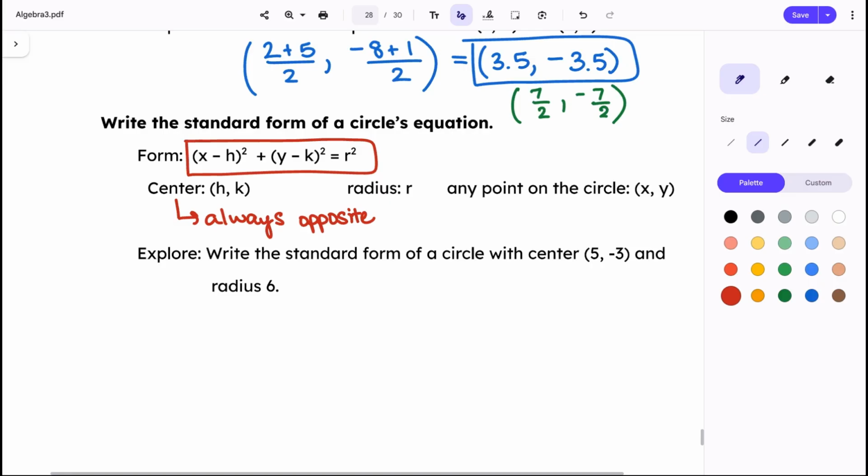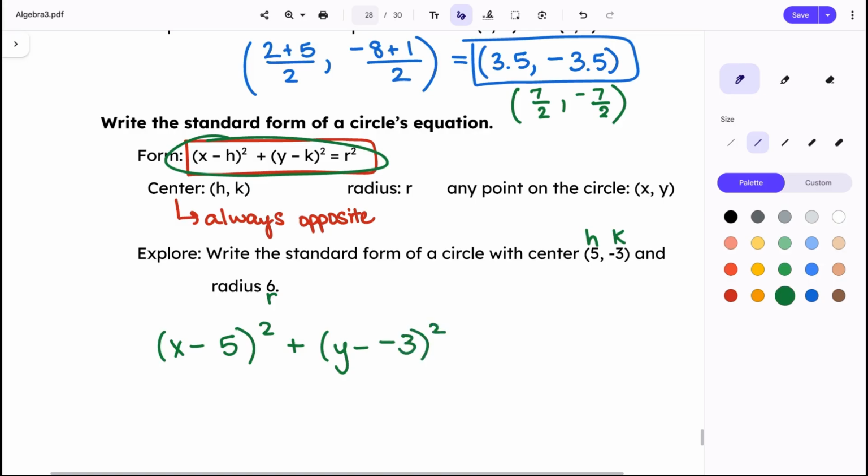So let's do an example here. I have my center, (5, 3), so this is your h, k. And my radius is 6, so this is your r. So we're just going to pop it into this equation up here. Like I said, you're not going to put anything in for x. So it's going to be x minus h. What did we say h was? 5. And then that's all squared. Plus y minus what? Negative 3 squared.